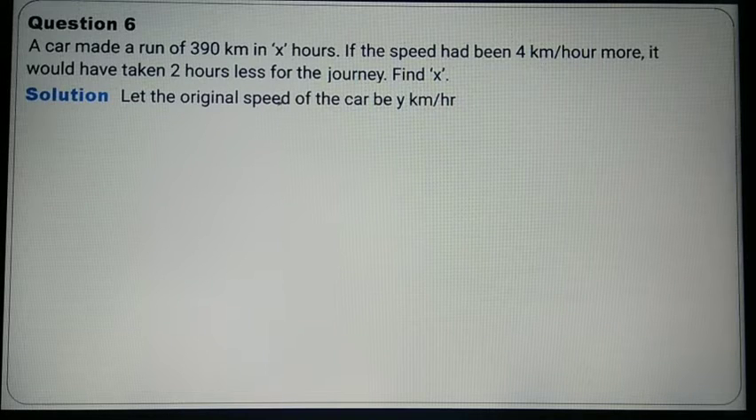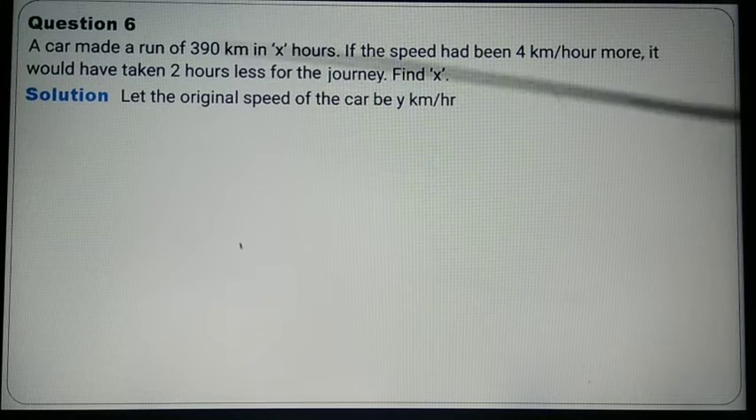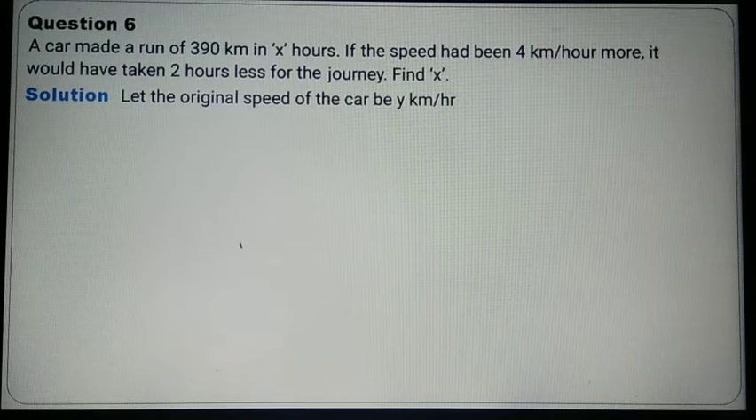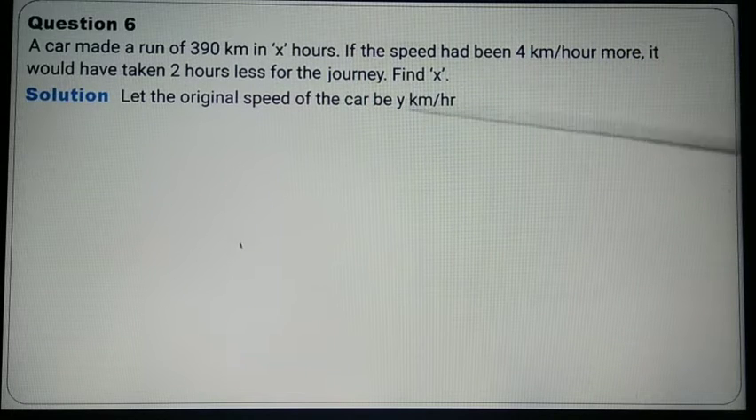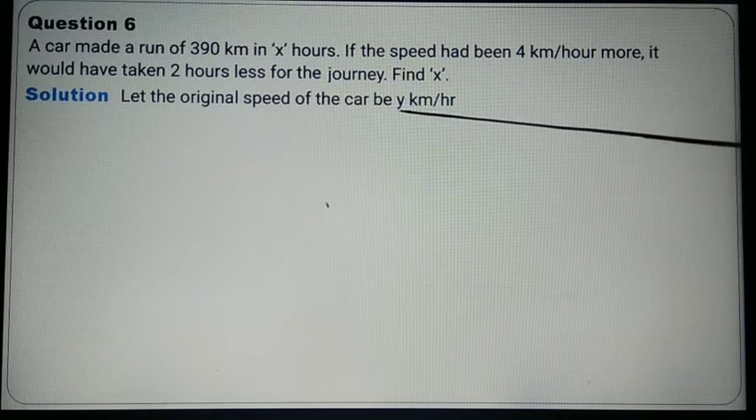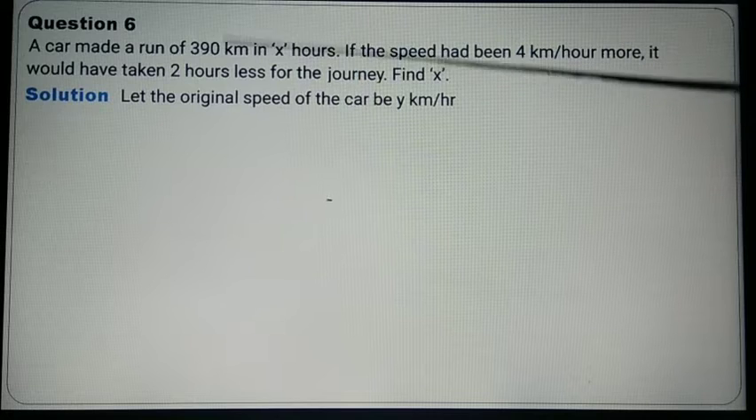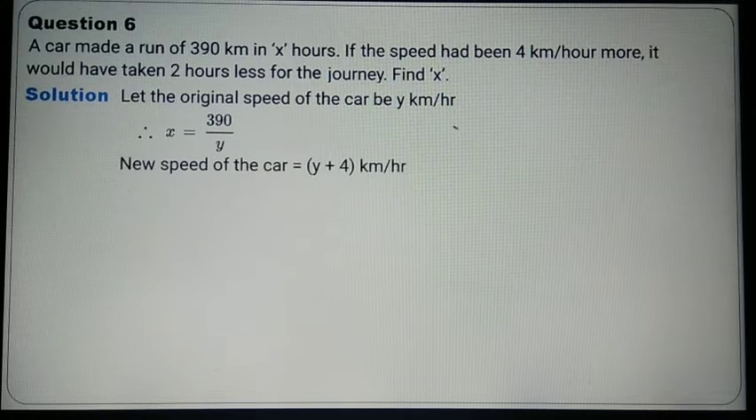If y kilometer per hour is the speed and this is the distance, then to cover 390 kilometer, the time will be given by distance by speed. That is, 390 by y gives me the time to cover 390 kilometer with the speed of y. But we know that the time to cover this much with this speed is given to be x. So that's why x has to be nothing but 390 by y. Is that clear?